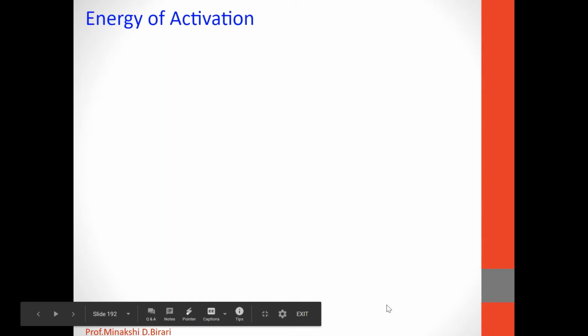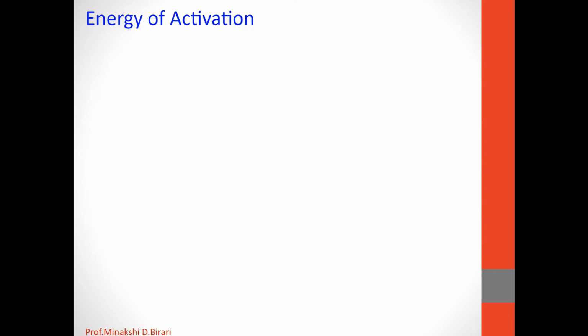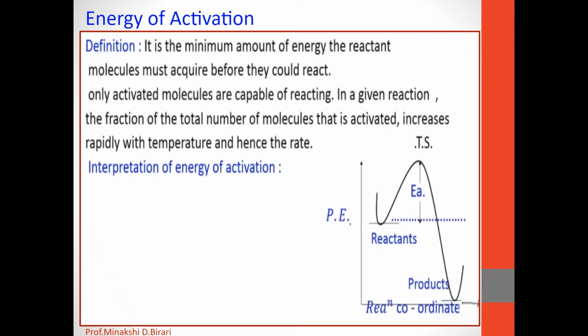In the previous lecture we have studied the energy of activation and also the derivation of the Arrhenius equation. So what is energy of activation? How can we define it? It is the minimum amount of energy the reactant molecules must acquire before they could react. Energy of activation is a quantity characteristic of the reaction. It has the dimensions of energy, which is represented by EA.